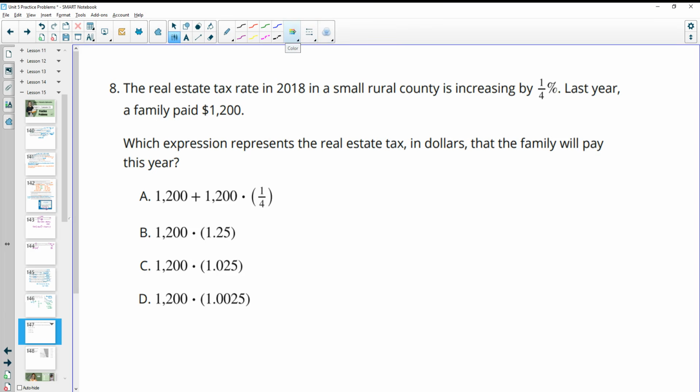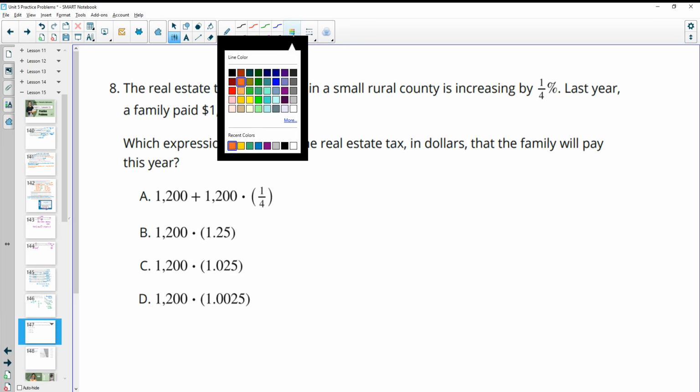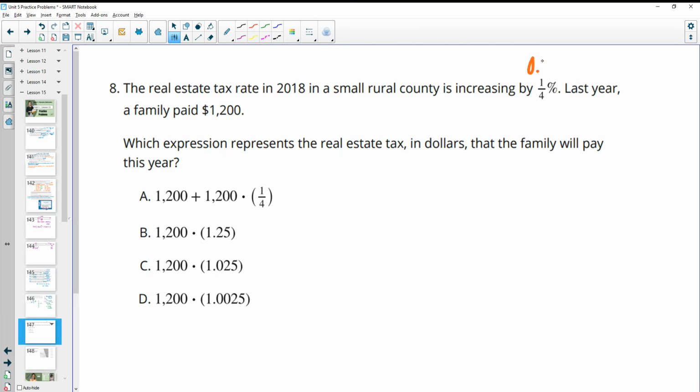Number 8, the real estate tax in 2018 in a small rural country is increasing by 1/4%. So remember, 1/4% looks like this. And then as a decimal, if we divide this by 100, meaning we move the decimal back 2 places, we end up with 0.0025 as the number version of 0.25%. Last year, the family paid $1,200 in taxes. Which expression represents the real estate tax in dollars that the family will pay this year?